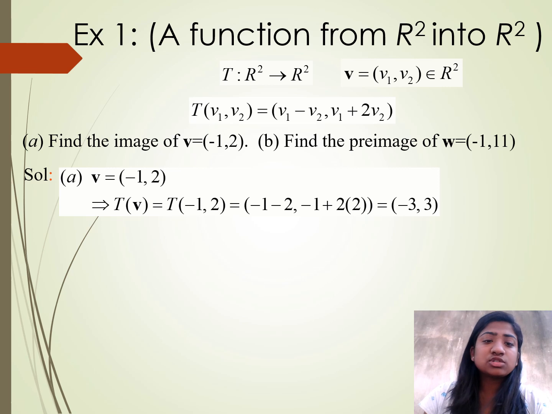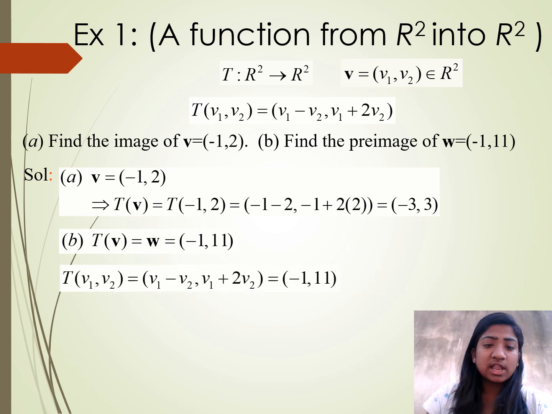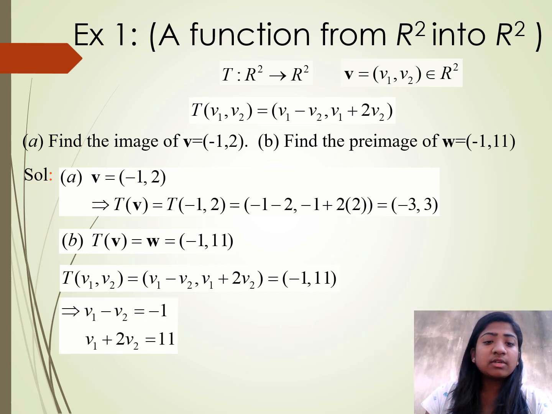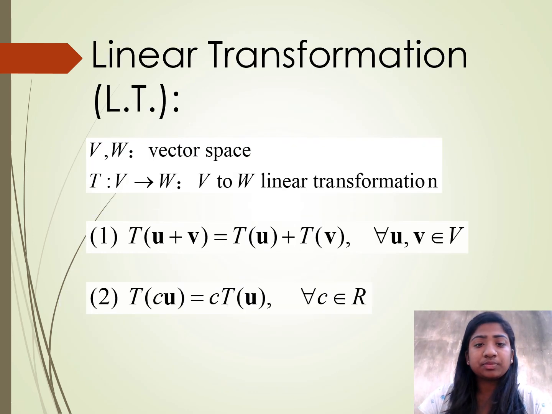First one, v equals minus 1 comma 2. T of v equals T of minus 1 comma 2 equals minus 1 minus 2 comma minus 1 plus 2 times 2, equals minus 3 comma 3. Next, T of v equals w equals minus 1 comma 11. T of v1 comma v2 equals v1 minus v2 comma v1 plus 2v2 equals minus 1 comma 11. So v1 minus v2 equals minus 1, v1 plus 2v2 equals 11. Then v1 is 3 and v2 is 4. Thus 3 comma 4 is the pre-image of w.